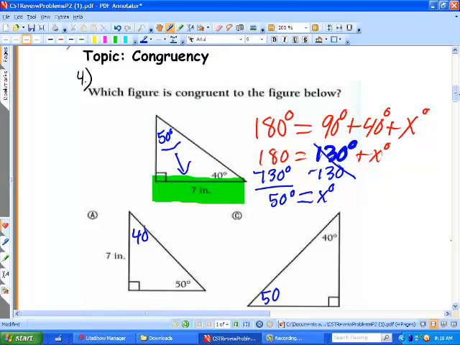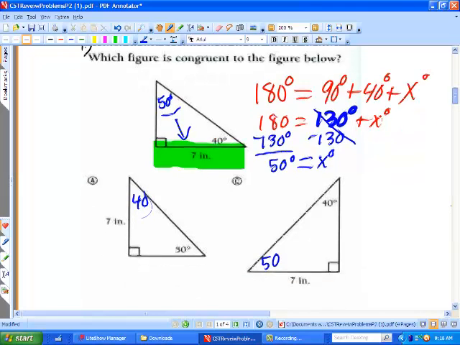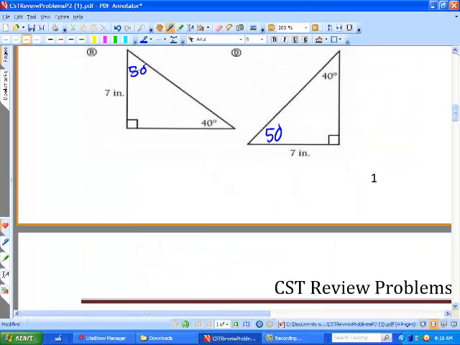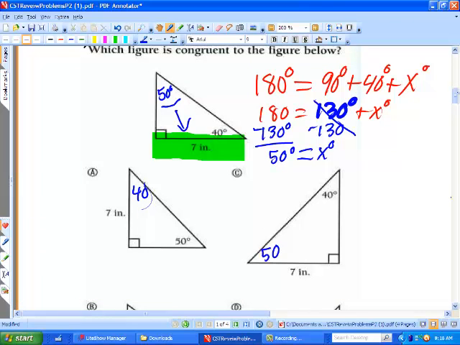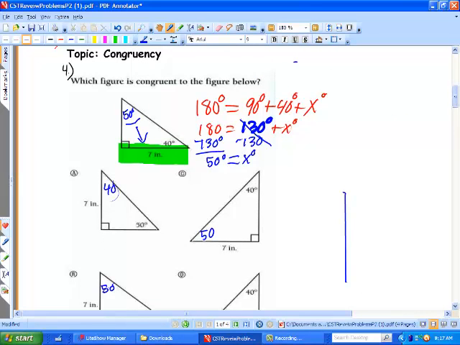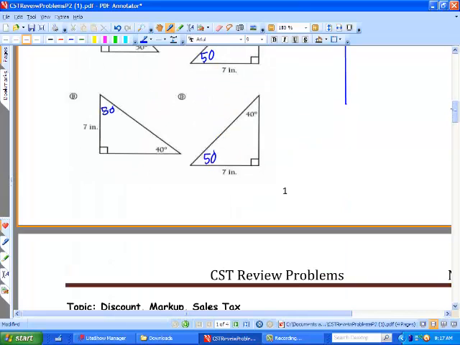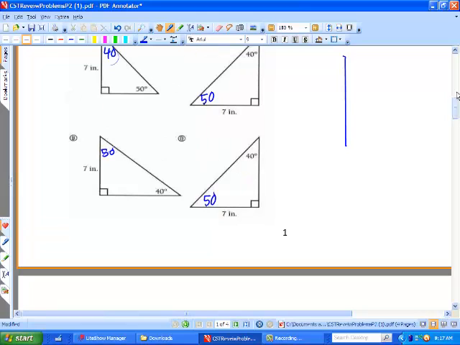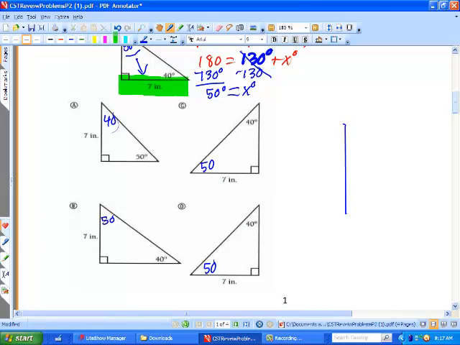We're given 50 on this one, and we have 40 as our missing angle on that one. If you look at A, B, C, and D, B, C, and D are all alike, because they have the 7 inches touching the 50, and that's not what we want. We want to find the one that's touching both the 40 and the 90. And that answer is A.